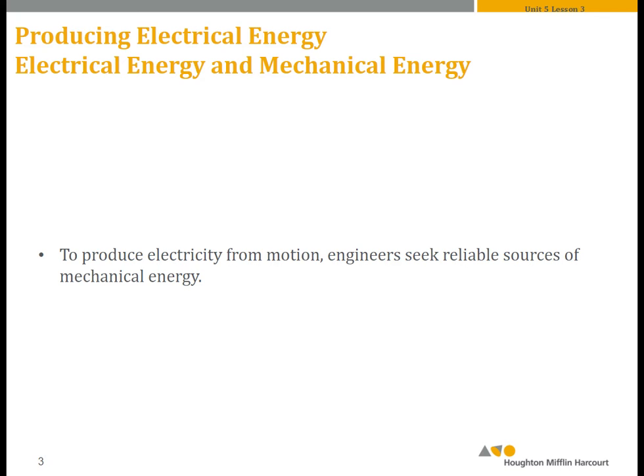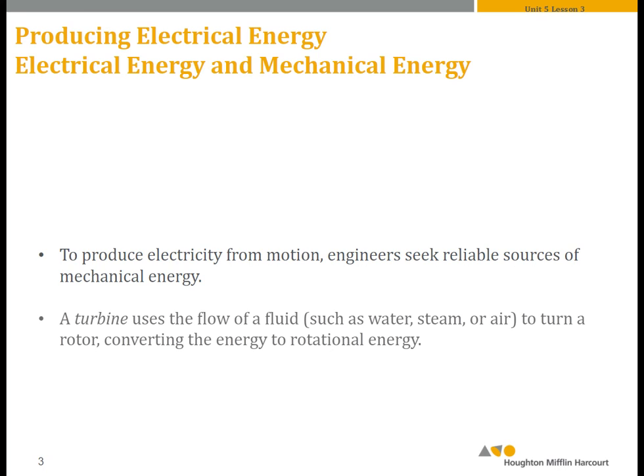To produce electricity from motion, engineers need sources of mechanical energy that are not only reliable, but plentiful and consistent over time. There are a lot of sources of mechanical energy that are intermittent, something like wind in a small area. Sometimes it's windy, sometimes it's not. In certain parts of the world, sun might not be a reliable source, or water in a drought prone area might not be a reliable source of energy.